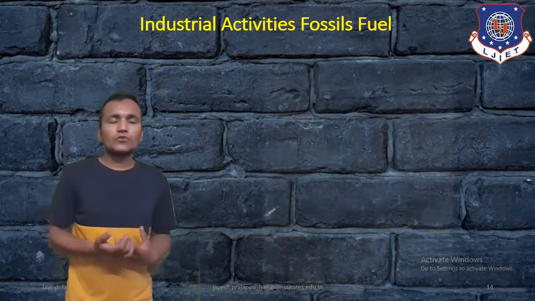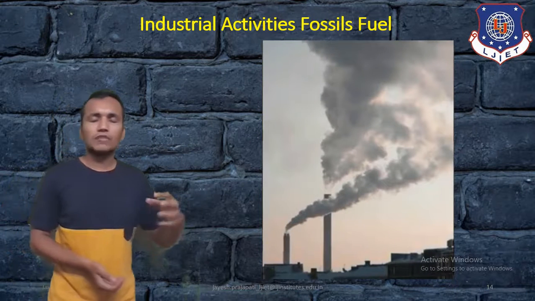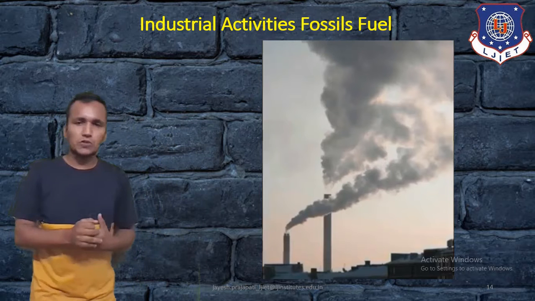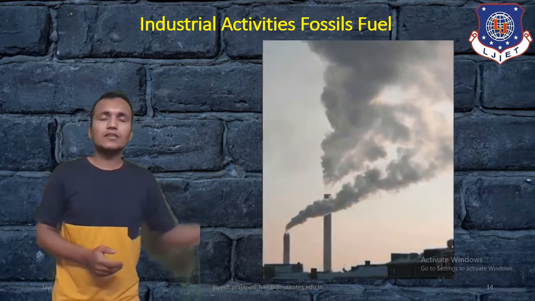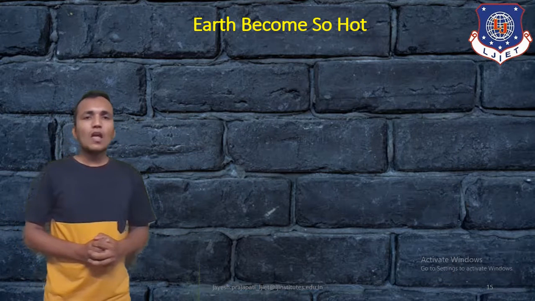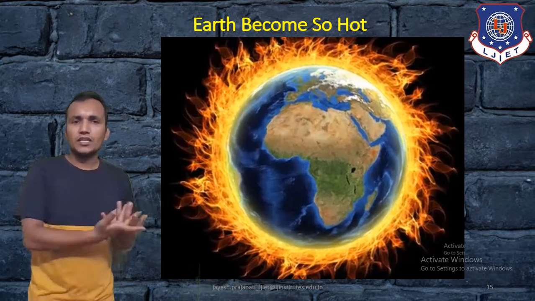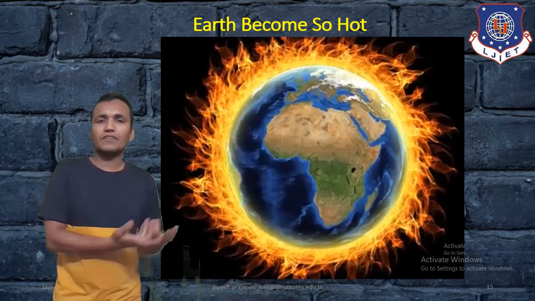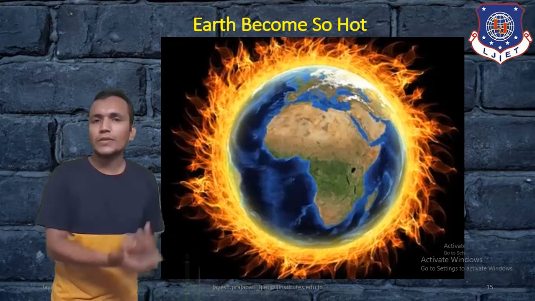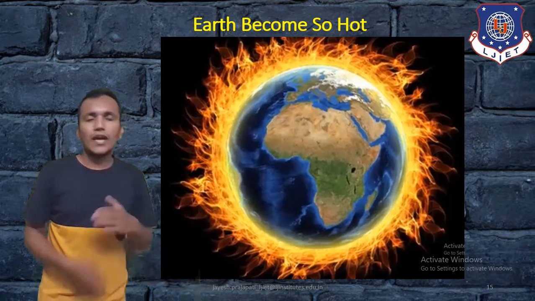Then industrial activities, fossil fuels. So we know that different kinds of industrial activities will increase methane and nitrous oxide in our atmosphere. So we have to control these industrial activities also. Then we know that because of industrial activities and tree cutting, our earth becomes very hot. Why does the earth become very hot? Because of greenhouse gases.